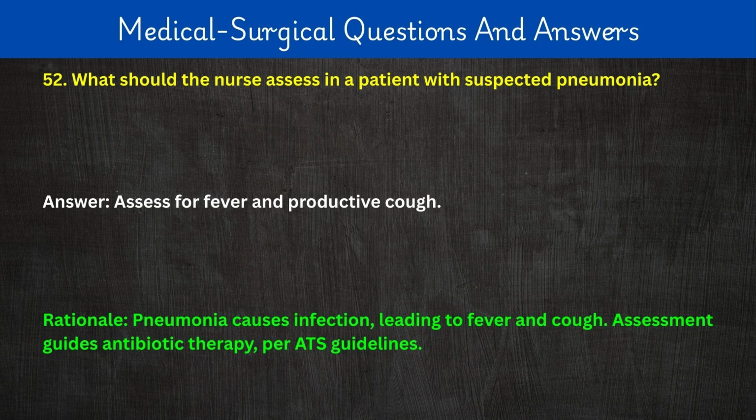52. What should the nurse assess in a patient with suspected pneumonia? Answer: assess for fever and productive cough. Rationale: pneumonia causes infection, leading to fever and cough. Assessment guides antibiotic therapy, per ATS guidelines.